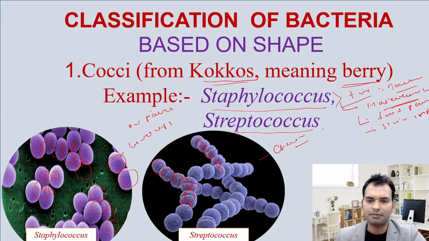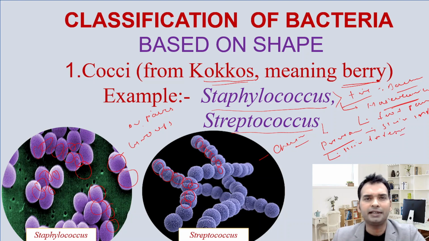When we talk about Streptococcus, it produces pneumonia. It also produces skin infection. In short, we can say Cocci bacteria are round in shape. They are present in pairs, in groups, and they may be present in chains.